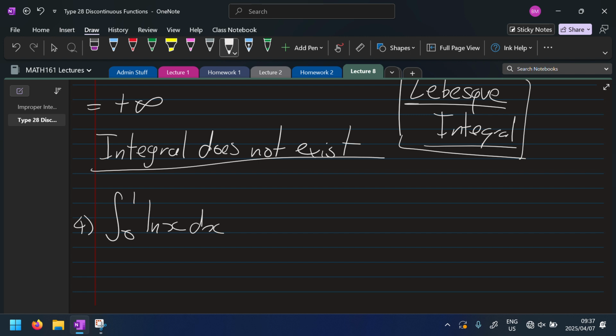Now, we've got the same integral from class test 1, but from 0 to 1. The one in the class test, no problem. This one is improper, because look at 0. What's the natural log of 0? It goes to minus infinity. There's an asymptote at x equals 0.